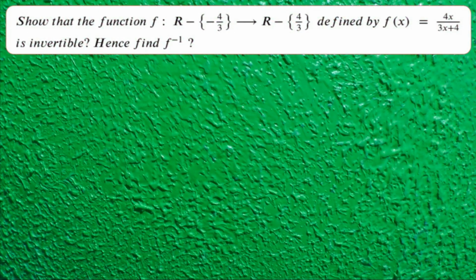Now the problem: show that the function f from all real numbers except minus 4 by 3 to all real numbers except 4 by 3, defined by f of x equal to 4x by 3x plus 4. Do not get confused by this domain and range. Why the domain excludes minus 4 by 3 and the range excludes 4 by 3, we have studied before in problems on finding domain and range. Okay, now show that it is invertible, hence find f inverse.